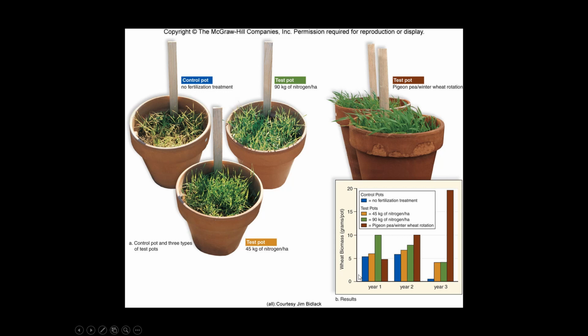What they found after 1 year was that their hypothesis was rejected. They thought that crop rotation was going to provide them with the best yield, and it didn't. The full dose of fertilizer is what actually gave them the best yield of their winter wheat and their pigeon pea that they were rotating with.